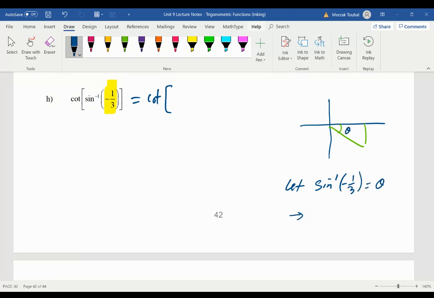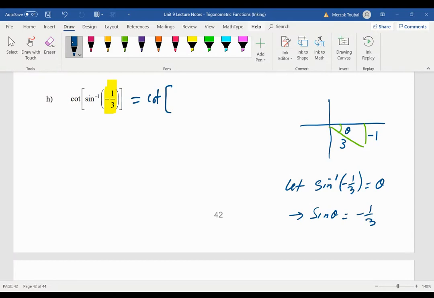That means sine of theta is negative 1 over 3. Sine is opposite over hypotenuse, so the hypotenuse must be 3 because it's always positive. The opposite must be negative here because it's below the x-axis, on the negative y-axis. So good.